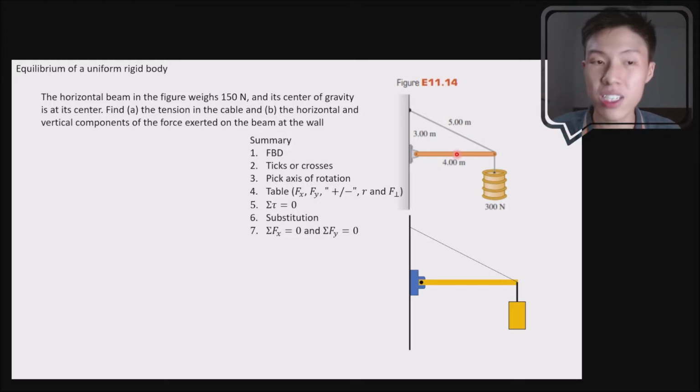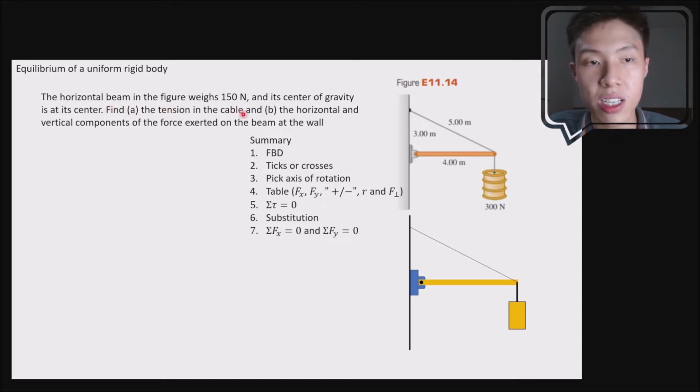Okay, it's not necessary, but it's usually the case. In our syllabus, we restrict ourselves to uniform rigid bodies in which the mass is distributed evenly across the object. So the center of mass should be at the center of the object. In this case, yes, that is the case.